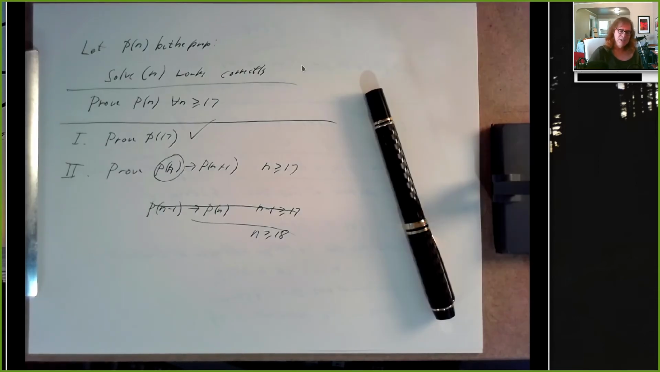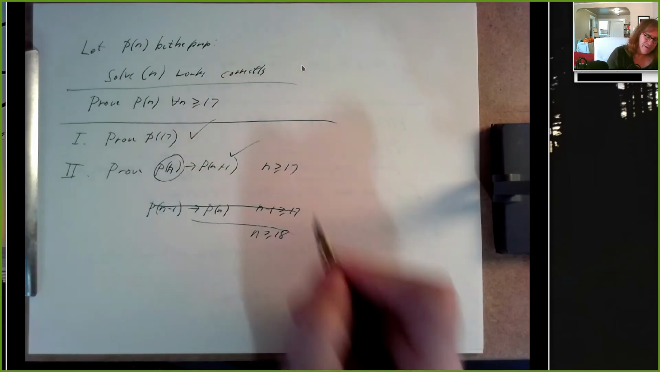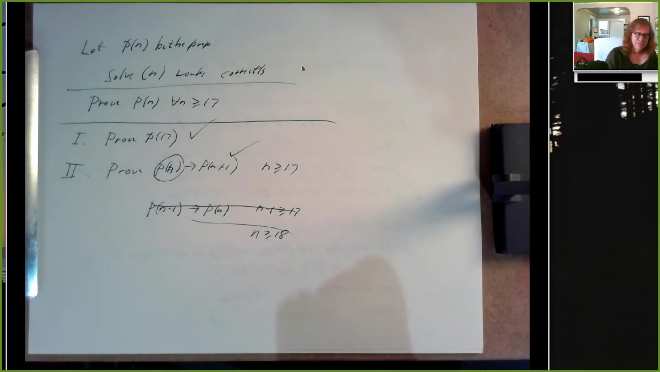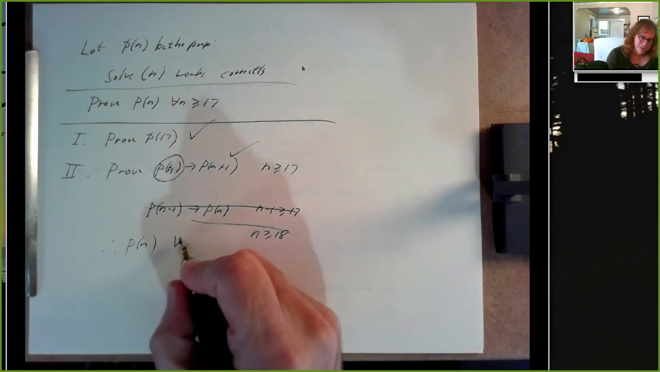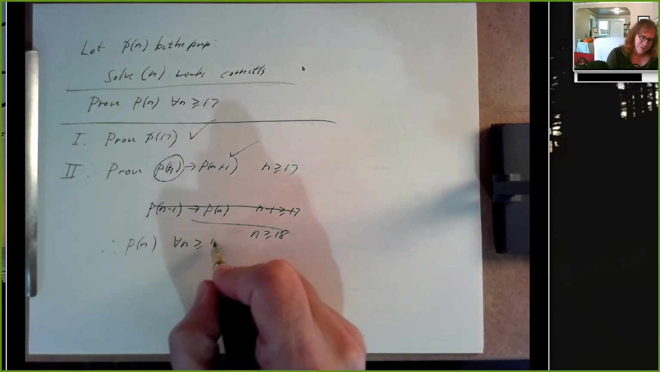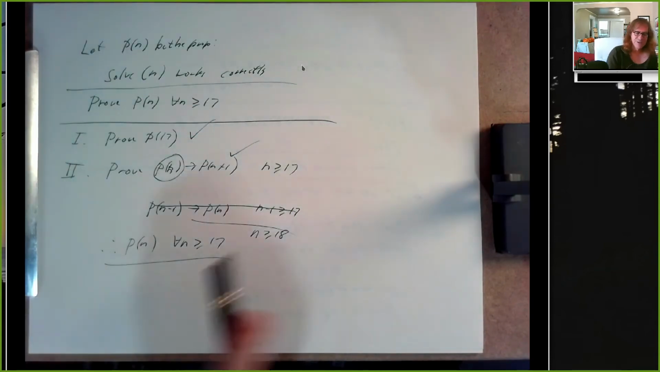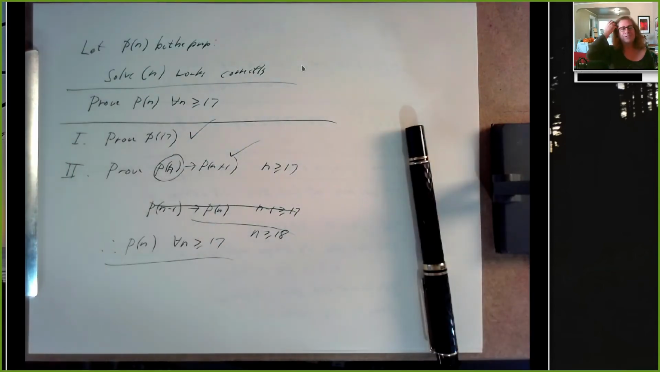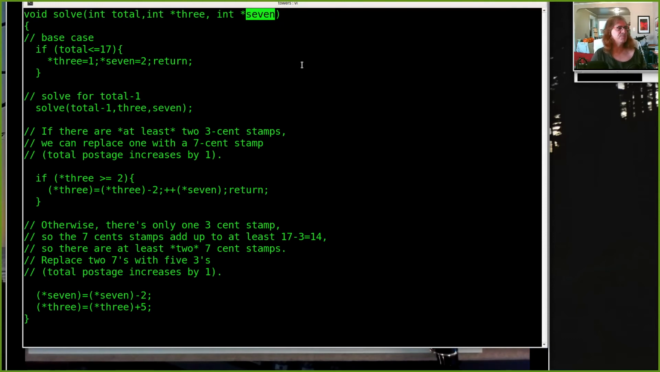And so it's pretty easy to go through the code and see that if it works for n, then it also works for n plus 1. And therefore, with mathematical induction, P of n is true for all n greater than or equal to 17, i.e., our solve function works for all n bigger than or equal to 17. And that's it. There's your full rigorous proof.